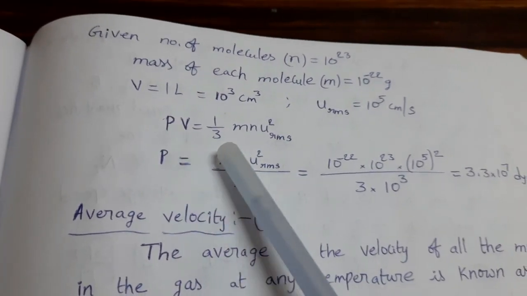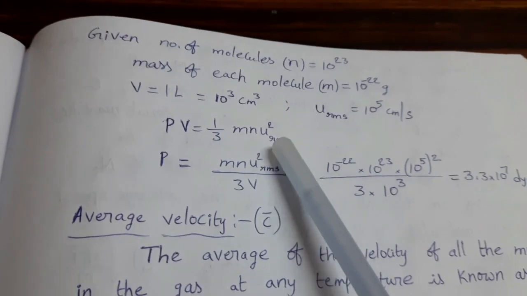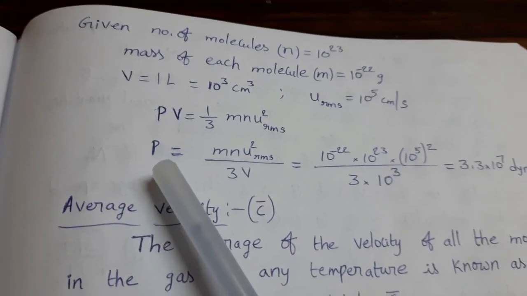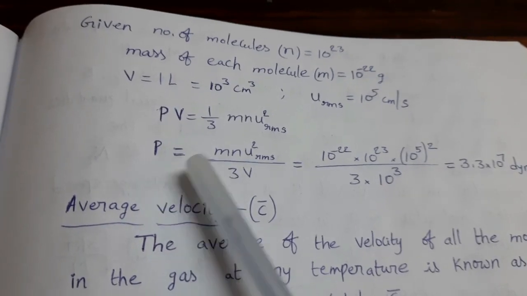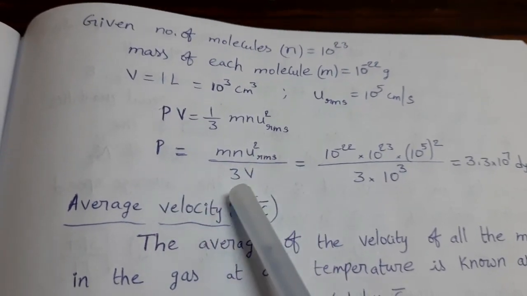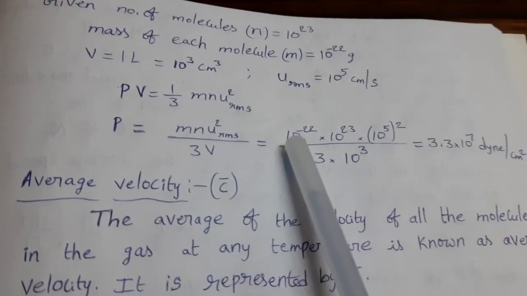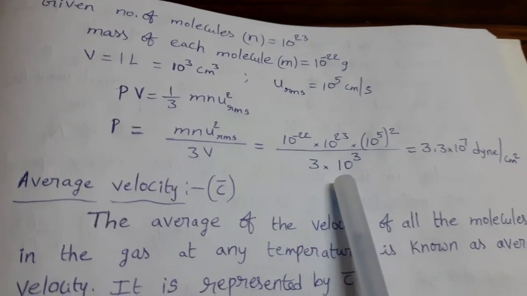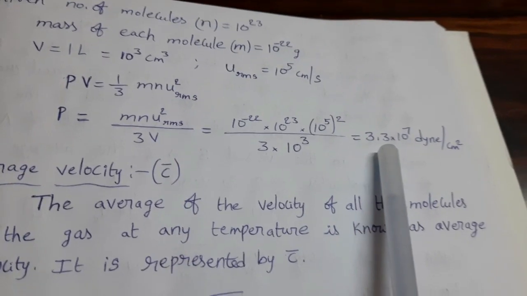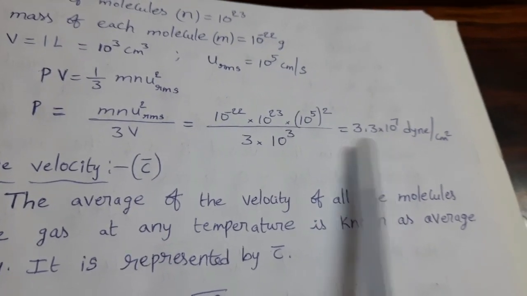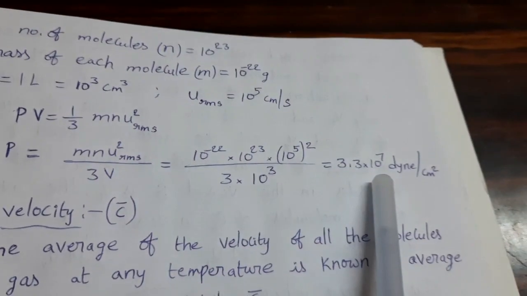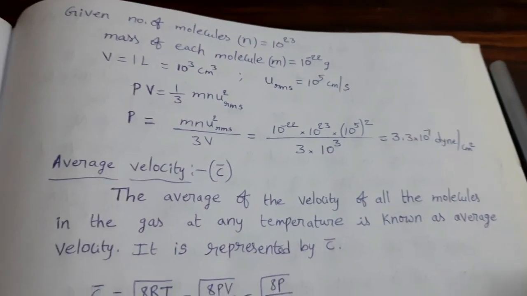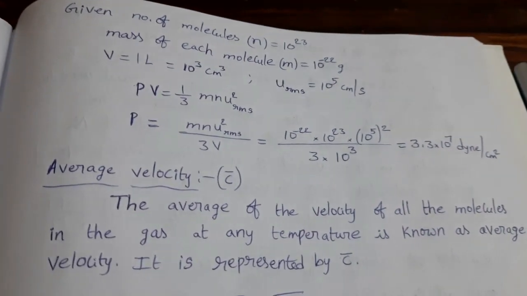PV equal to 1 by 3 mn u square. Here u means RMS velocity. So finally pressure we want, P equal to mn u square by 3 into V. Substitute m value, n value, RMS velocity and volume, then we can get pressure 3.3 into 10^7 dyne per centimeter square. Okay students, these are related to RMS velocity.